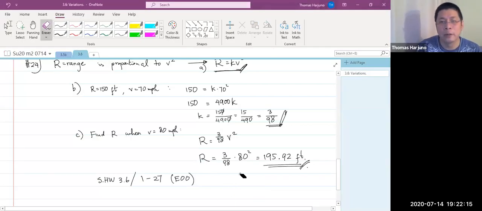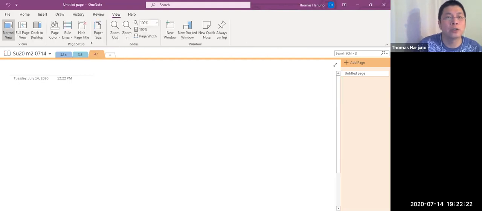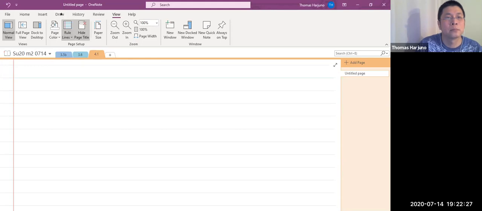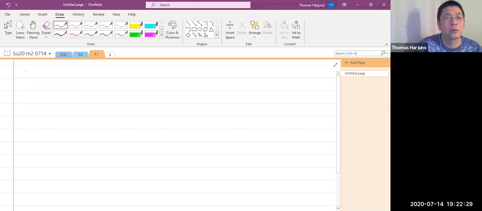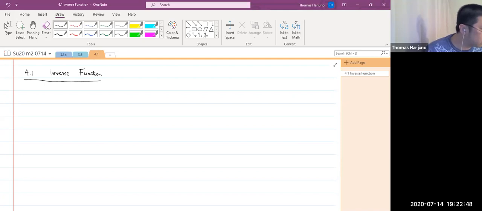Okay, let's start again. We will then go on to 4.1. It is on inverse function. 4.1 inverse function. This section is also another long section. Now, we will first talk about something called a one-to-one function.